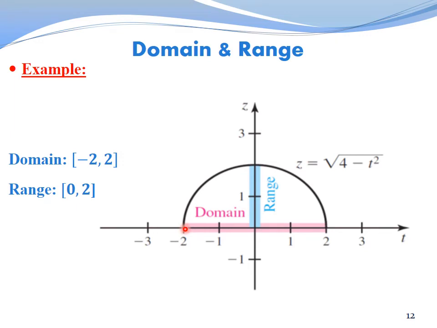Again, the domain will be from negative 2 to 2, closed. We say that the intervals are closed here because negative 2 and 2 are included in the domain. And also the range goes from 0 to 2, and both are closed because 0 is included in the range and 2 is included in the range. Any value that is greater than 2 or less than 0 will not be included in our range, because we cannot find any corresponding value on the left or on the right that lies on the curve or the graph of this function.